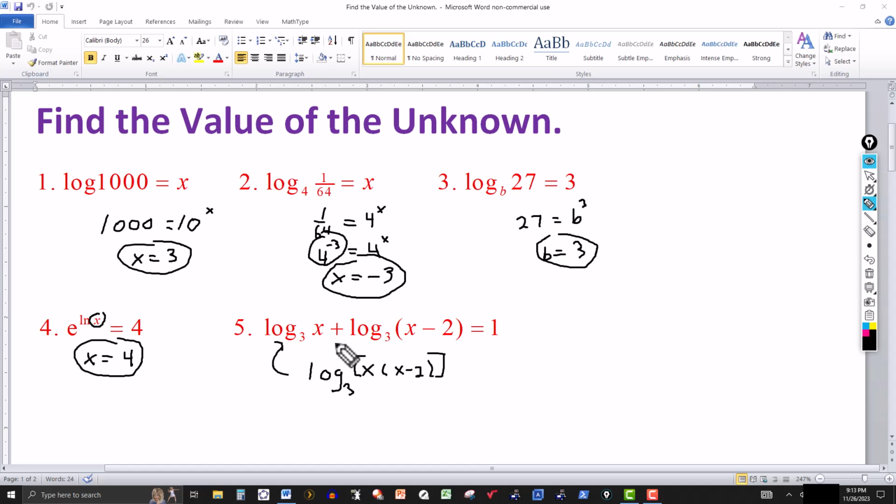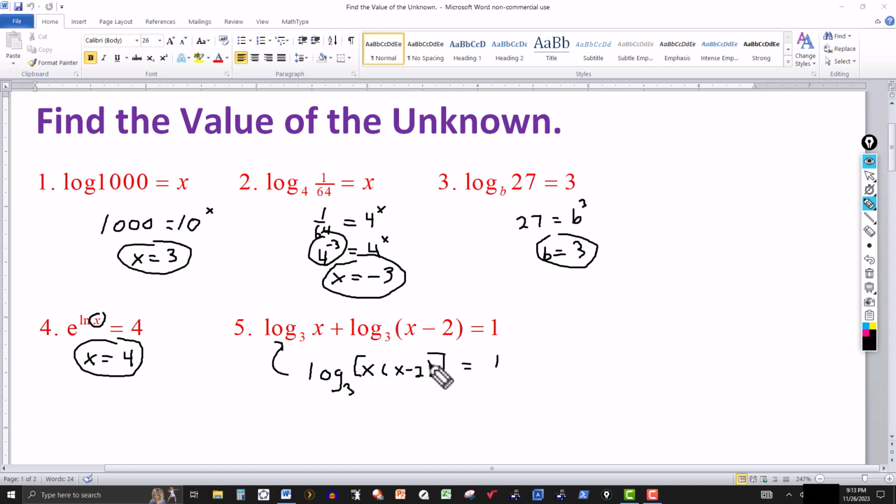So I can go from this step here back to this one, if that's what they tell you. But in this case, I want to put this together in order to solve for x, because I have a sum, and I can write it this way: log of the product of those expressions. If this were a minus, then this would be x over x minus 2. And this is 1 here.